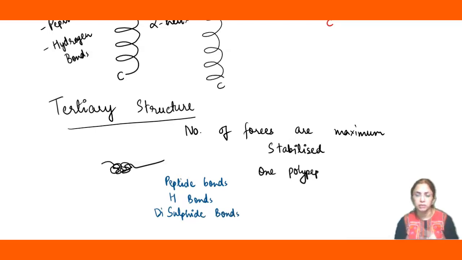Disulfide bond means the bond that are present between the two sulfur containing amino acids. It could be cysteine-cysteine, cysteine-methionine, or methionine-methionine. So whenever sulfur containing amino acids come close to each other, a bond will be formed that is known as disulfide bond, and it is the strongest covalent bond. This can be asked in the MCQs that disulfide bond is a type of ionic bond or covalent bond. You need to know.